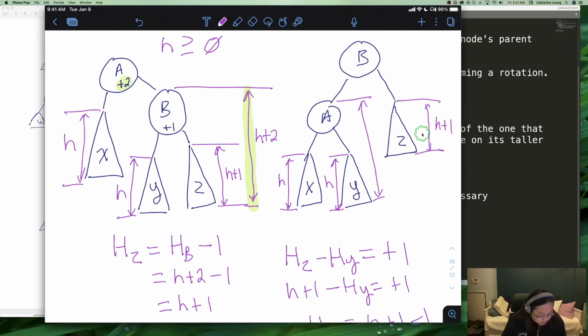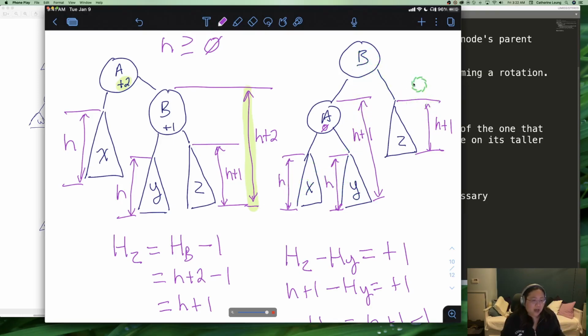Now, if we use this principle, then what we know is that the height of the entire A tree is the taller child. Now they're the same height, plus 1 more node for A. So the height of A will be h plus 1. Now, what does this mean? Well, first of all, the balance of A will be 0 because the height of its right subtree is h. We subtract h, and we end up with 0.